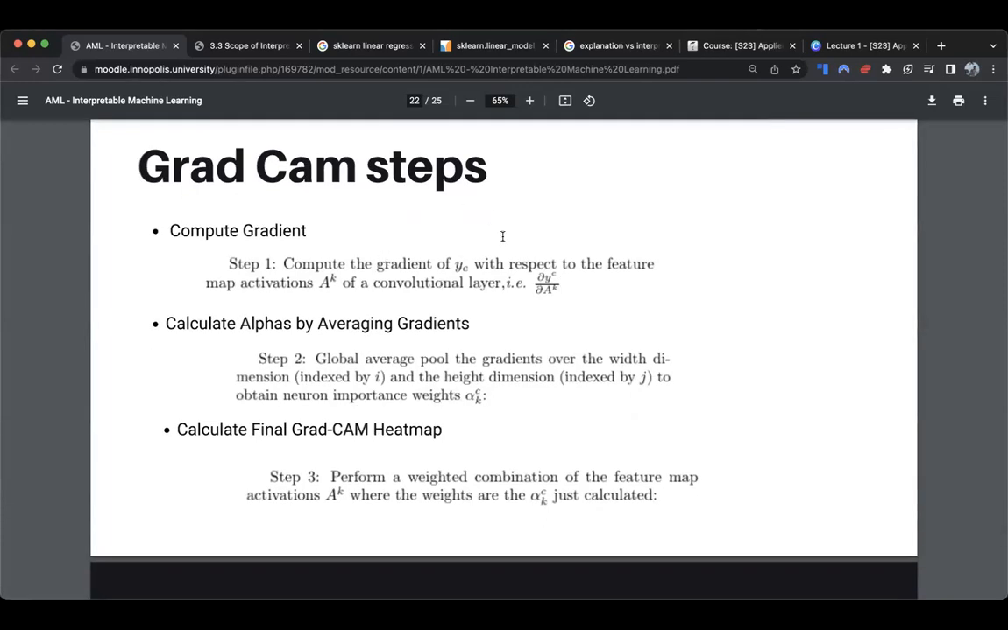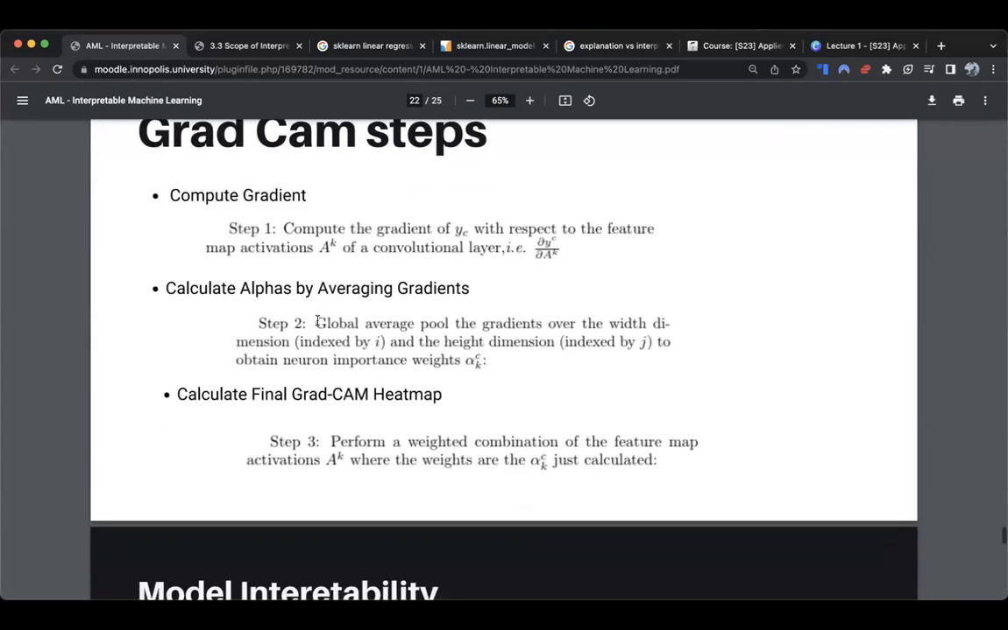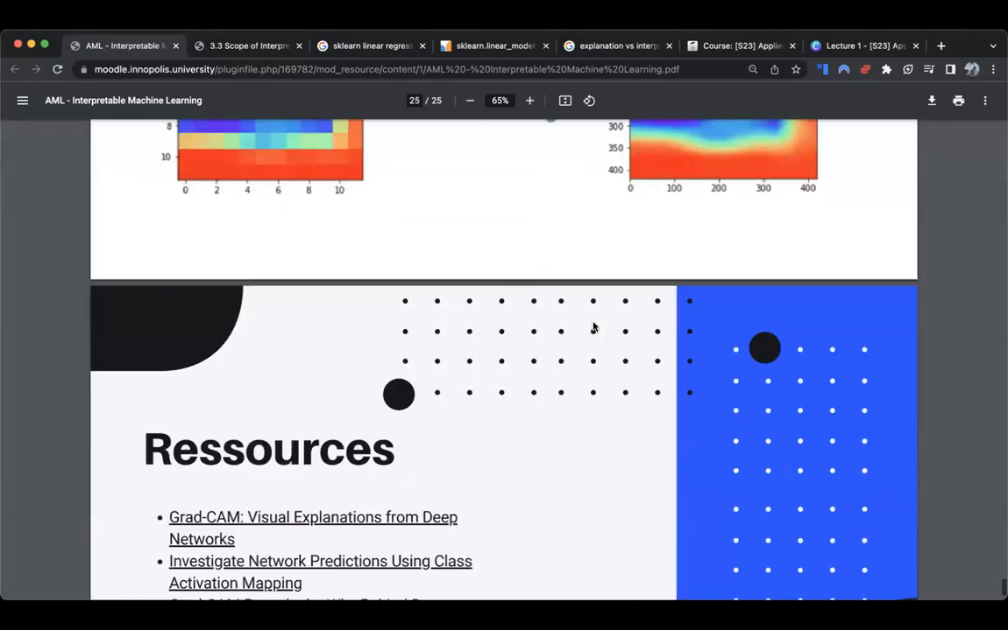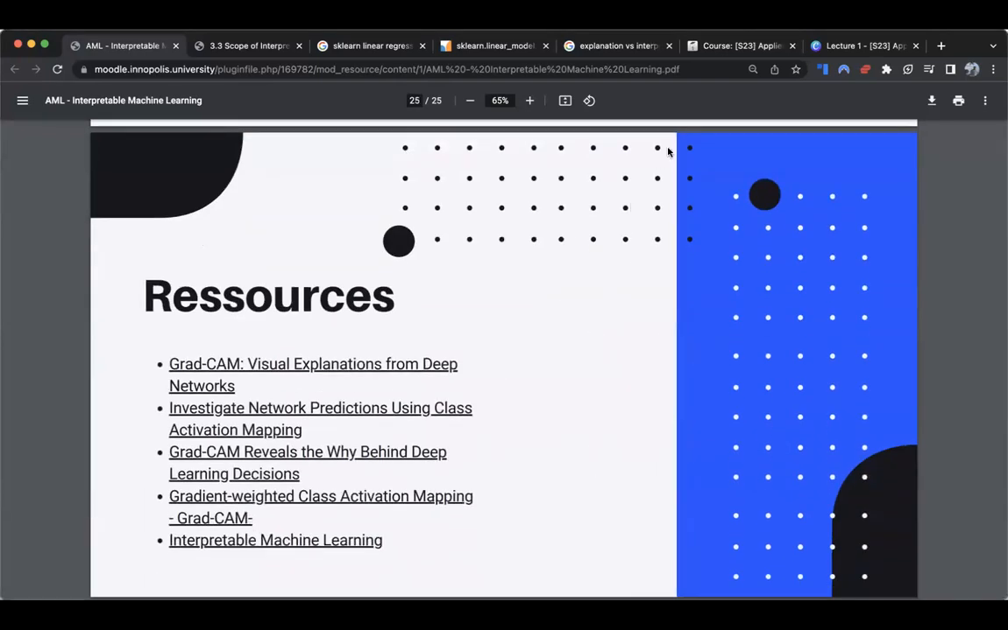Calculate the alphas basically by simply taking the average, and then calculate the final GradCam heatmap by performing a weighted combination of the feature map activations with the weights, which are just the alphas that we calculated, which is the average of the gradients. So this is it, basically, for interpretability. As we said, it is a pretty simple lecture.